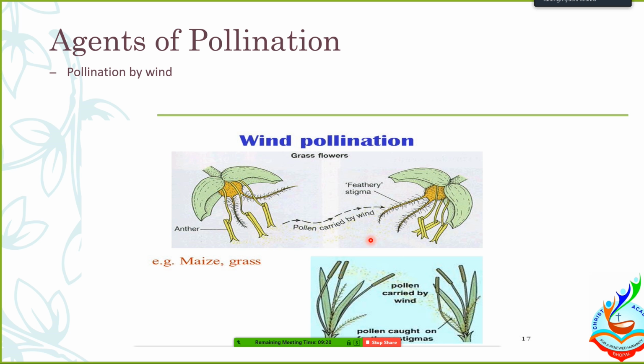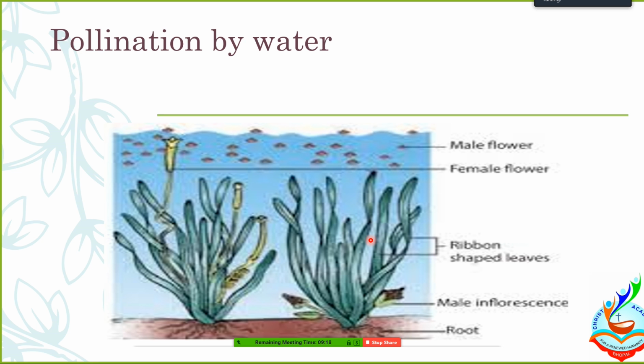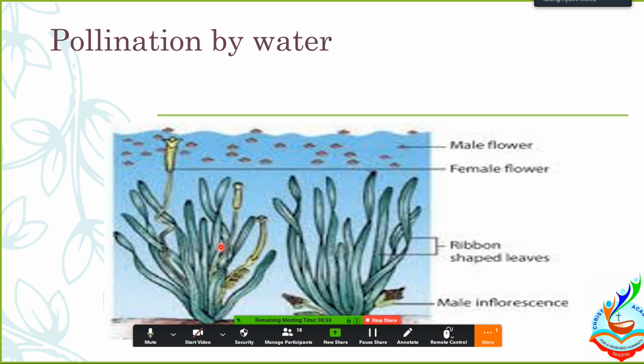Now pollination by water. Transfer of pollen from anther to stigma of a flower takes place by water. Water plays a very important role in this type of pollination. Transfer of pollen grains takes place inside the water only. This type of pollination occurs in aquatic plants like Hydrilla, Vallisneria. Here I have given the example of Vallisneria.